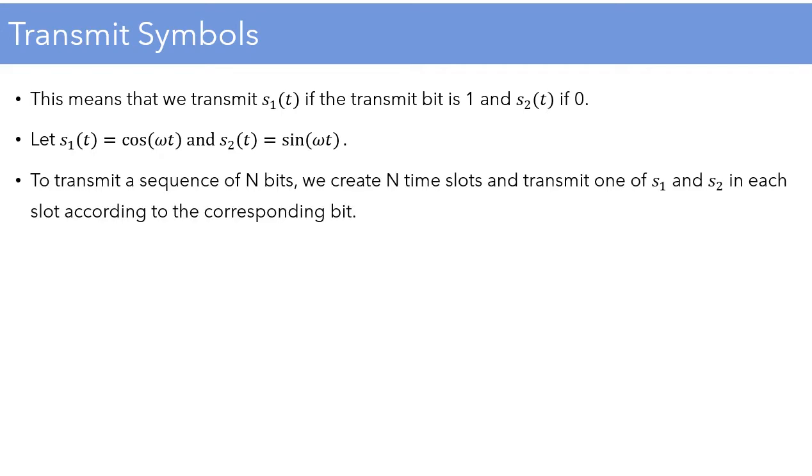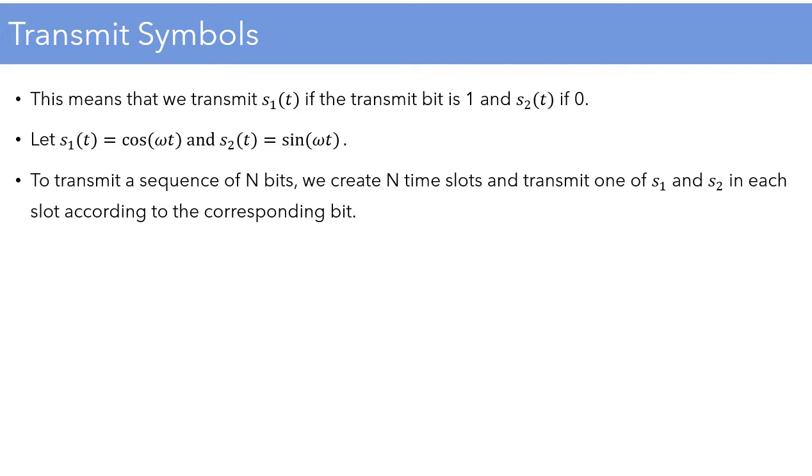So this was for 1 bit. Suppose we want to transmit a sequence of n bits. So what we do is we create n time slots, one slot for each bit, and then corresponding to that bit and that particular slot, we will send s1 or s2. So what you get is a sequence of s1 and s2 signals in time.